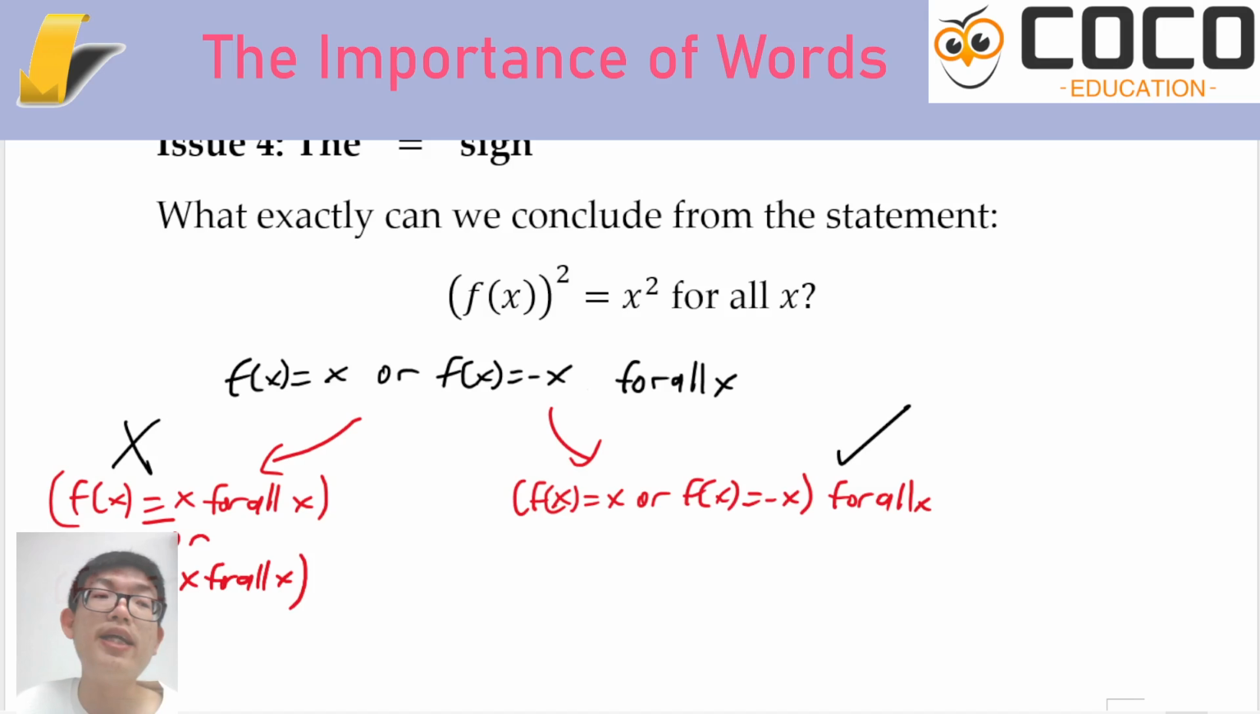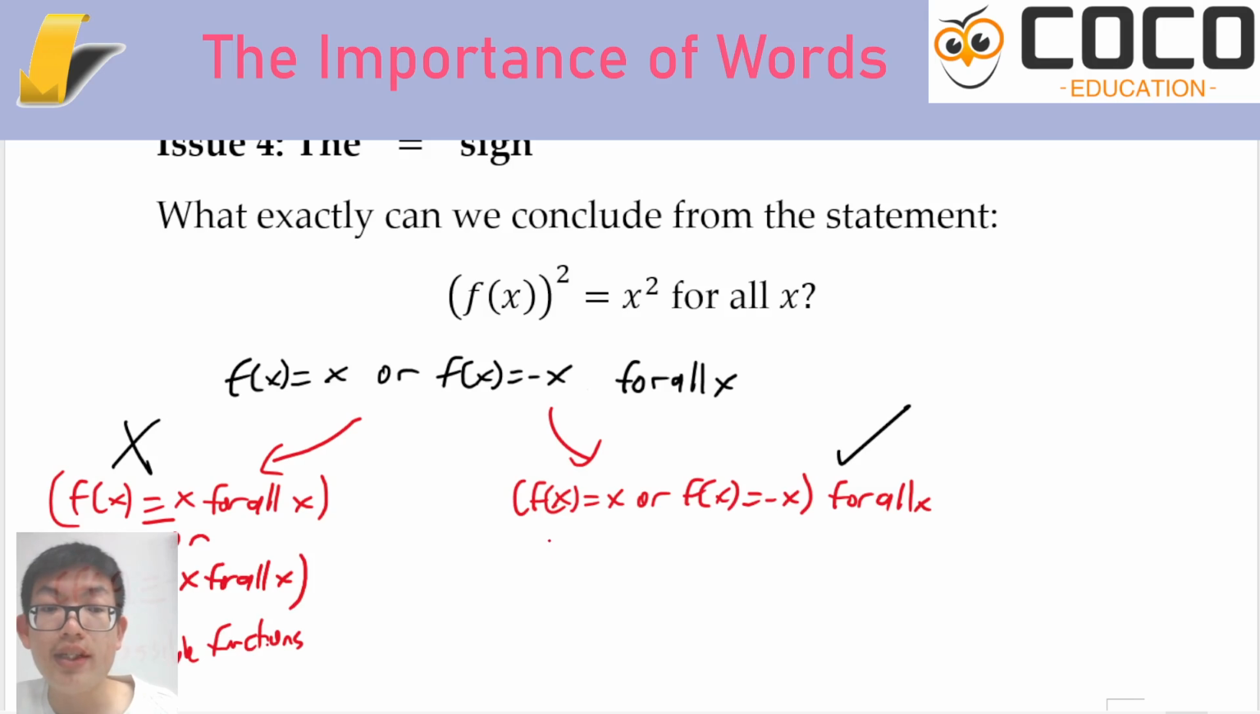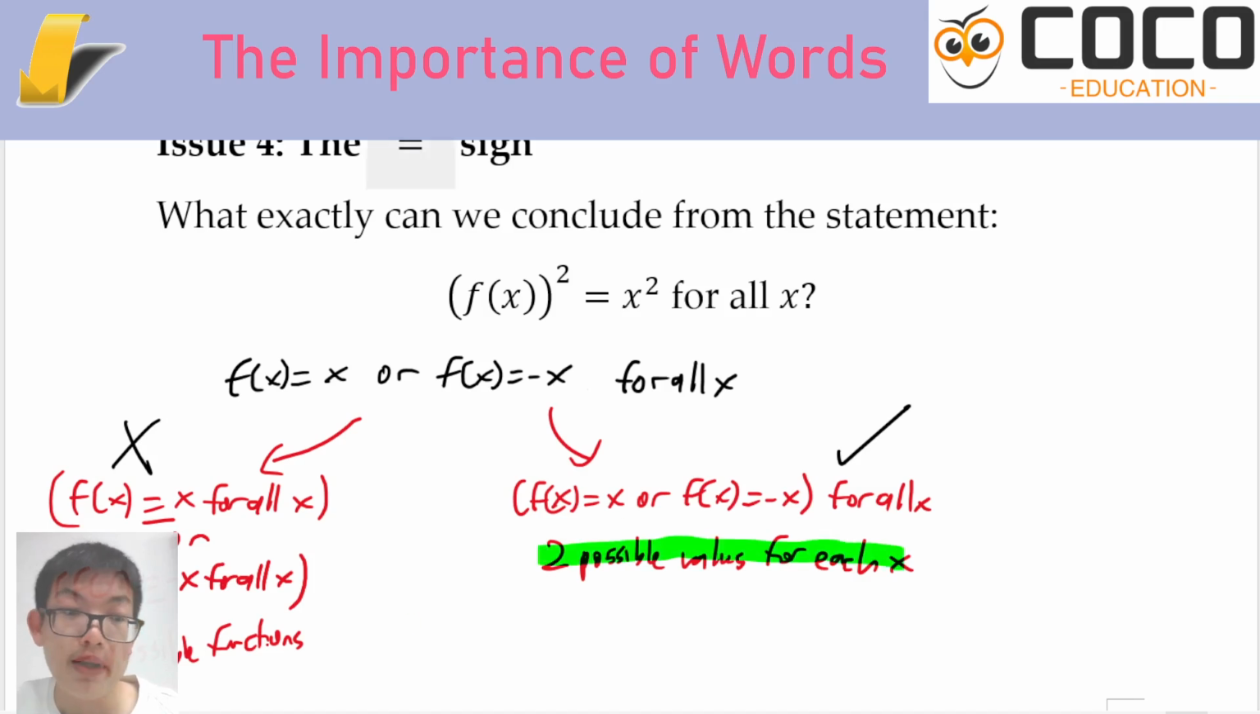We are essentially saying that f(x) is identically x or f(x) is identically negative x for all x, which means you're telling me that there are two possible functions. This is telling me that there are two possible values for each x. Now, these are not saying the same thing, because there are more than two functions that can satisfy this.